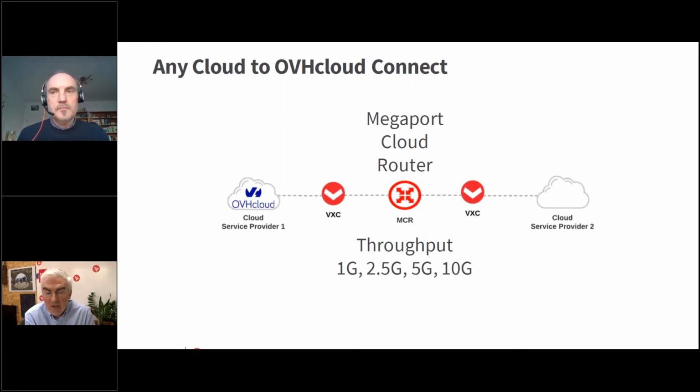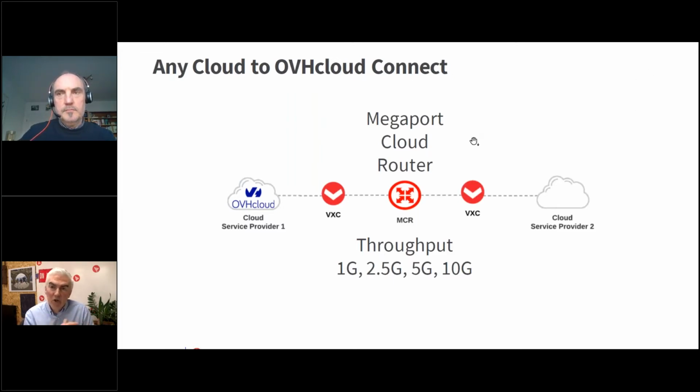Again, on either side of this, we can flex the virtual cross connect data rate to suit your needs. And in this case, BGP would be fulfilled between OVHcloud Connect and the MCR. So we'll automatically do that for you when you set up those connections.